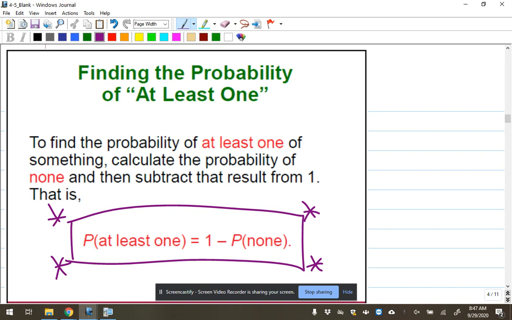Okay. It is a very cumbersome calculation to calculate the probability of 1, 2, 3, 4, 5, 6, 7, 8, all of those things occurring. But it's much easier to say, okay, what's the probability of that not happening? Or that never happening? The probability of none, and just subtract that from 1. That's a much easier calculation out of that. So that's how we're going to find probability of at least 1.